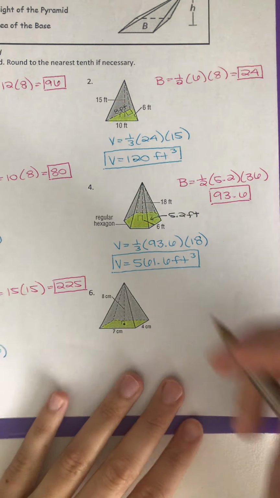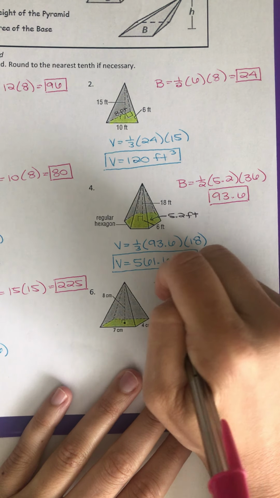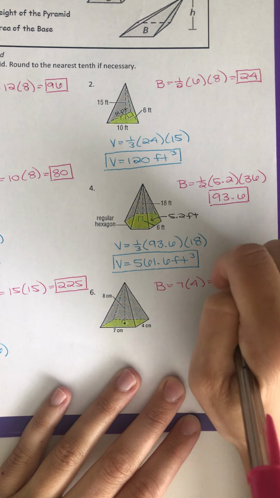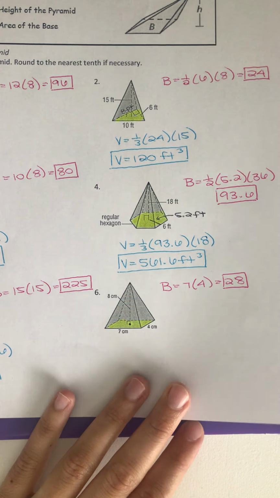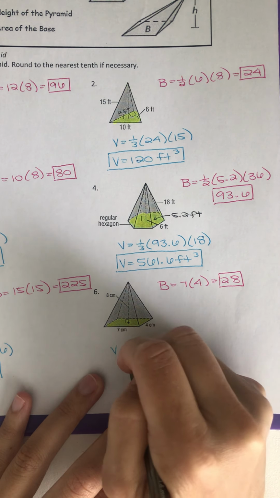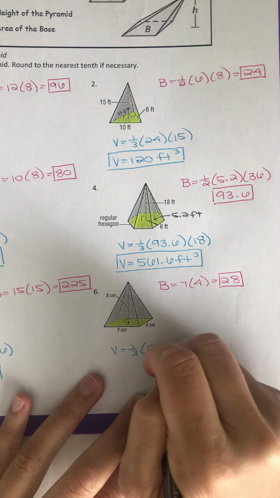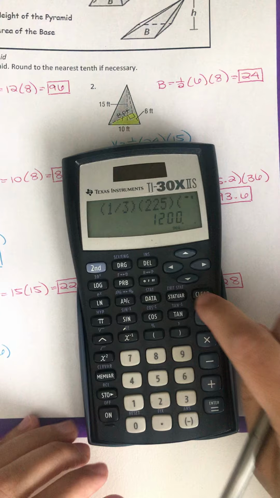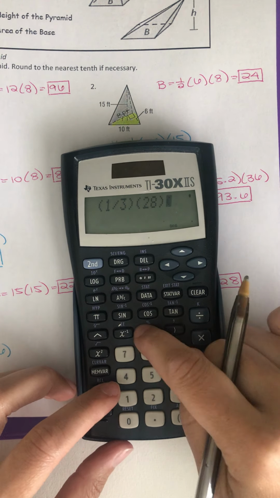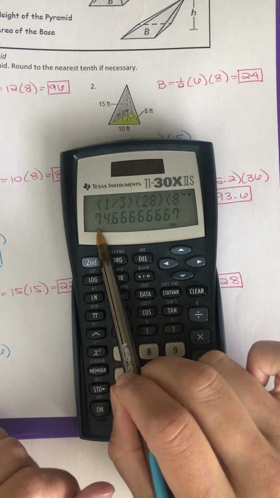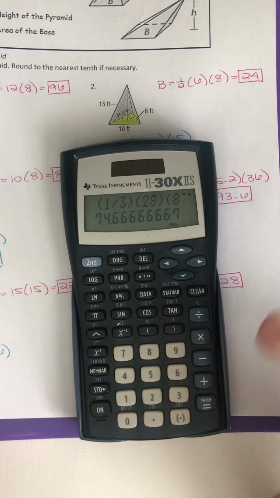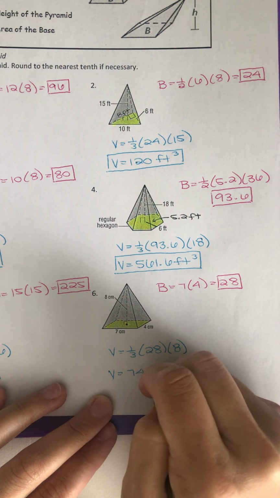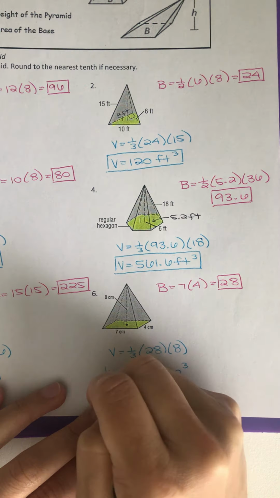The last one is a rectangle. So it's 7 times 4, which is 28. My volume is 1/3, 28. My height is 8. 1/3, 28 times 8. I get 74, we can round that up to 74.7. And this one is in centimeters cubed.